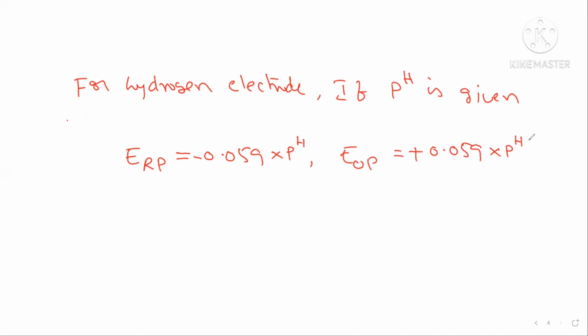The numericals and the objectives are given on the basis of this formula. So you can follow. The reduction potential of hydrogen can be calculated if the pH of the hydrogen electrode is given. Then the electrode reduction potential is equal to minus 0.059 into pH. If we ask oxidation potential, then the oxidation potential of the hydrogen can be calculated if pH is given by using oxidation potential is equal to plus 0.059 into pH.